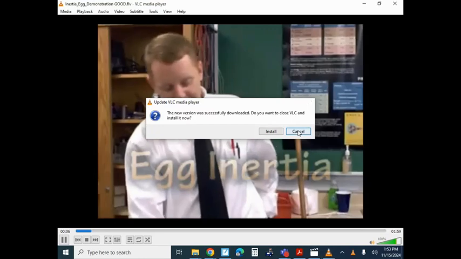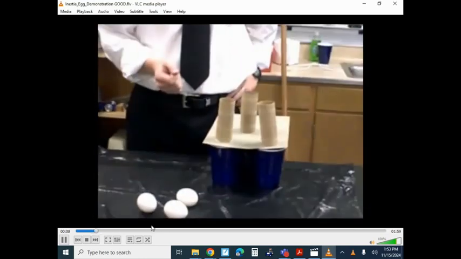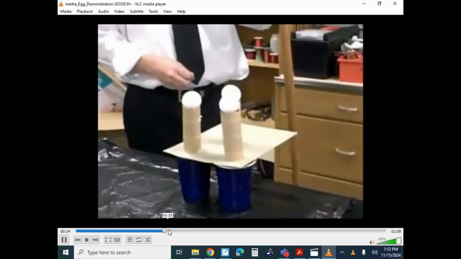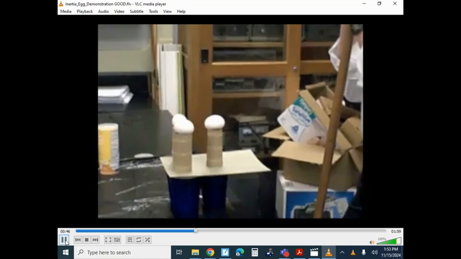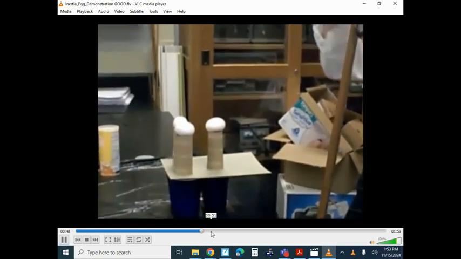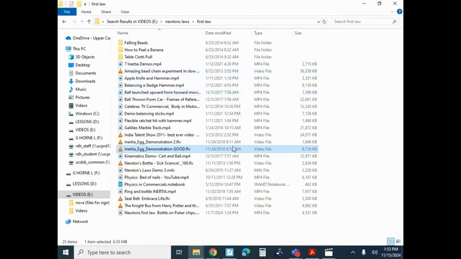So this guy is... zip ahead again a little bit here. So he's hitting this cardboard and these paper towel or toilet paper rolls out quickly. Eggs have inertia, so they're going to stay behind, and eventually here, working up the courage to do it, right? That's a nice little video to do with that.